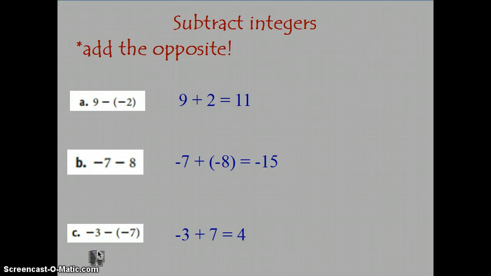And then your last one here, negative 3 minus a negative 7, we'll rewrite it as an addition sentence. So it'll be negative 3 plus a positive 7. Follow your rules of addition. Ignore the signs for just a second. What is 7 minus 3? It is 4. 7 is larger than 3, and it's positive, so your answer is going to be positive.